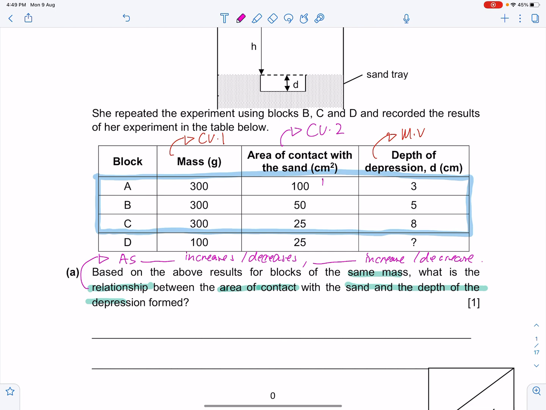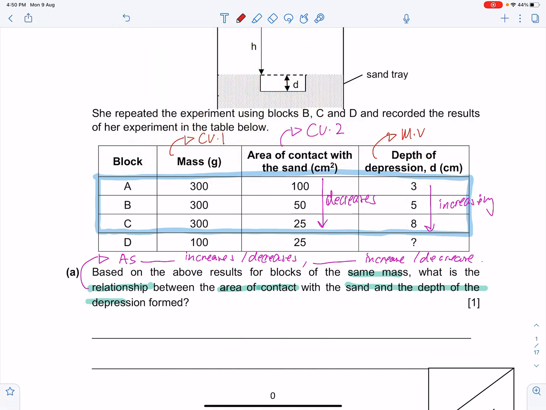So what I would usually do is draw an arrow down and say that this is decreasing. Because this is decreasing, when I look at the other side, which is my measured variable, this is increasing. I would write this down so that when I formulate my answer, it's rather straightforward. Usually we also follow the order of cause and effect. So in this case, this is the cause, and this is the effect, the measured variable. So I would say that as the area of contact with the sand decreases, the depth of depression increases.